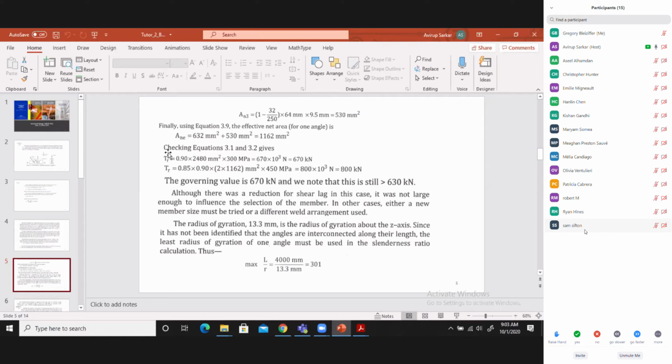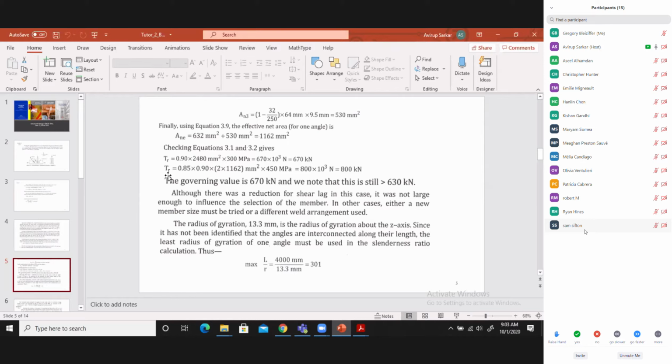So we are going to go back to the equations 3.1 and 3.2 to calculate the areas. In the first formula, obviously we are going to calculate the area of the cross section. The area of the combined cross section for two sections was given as 2480, and that gives me a capacity of 670 kilonewton.